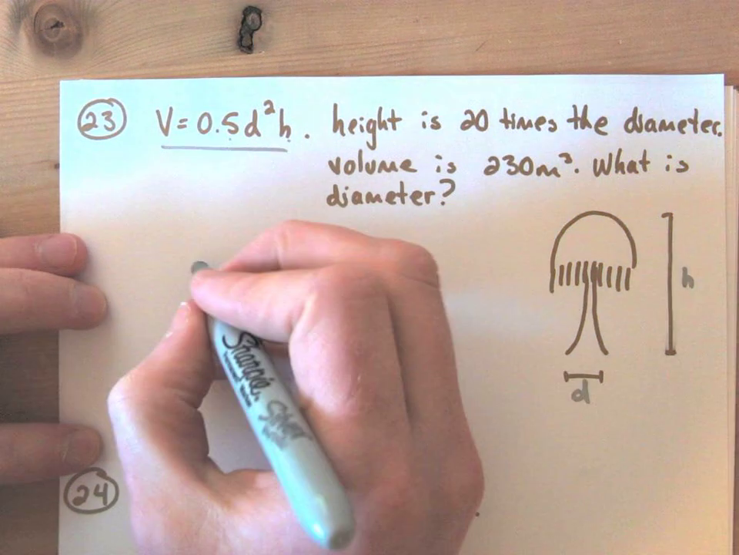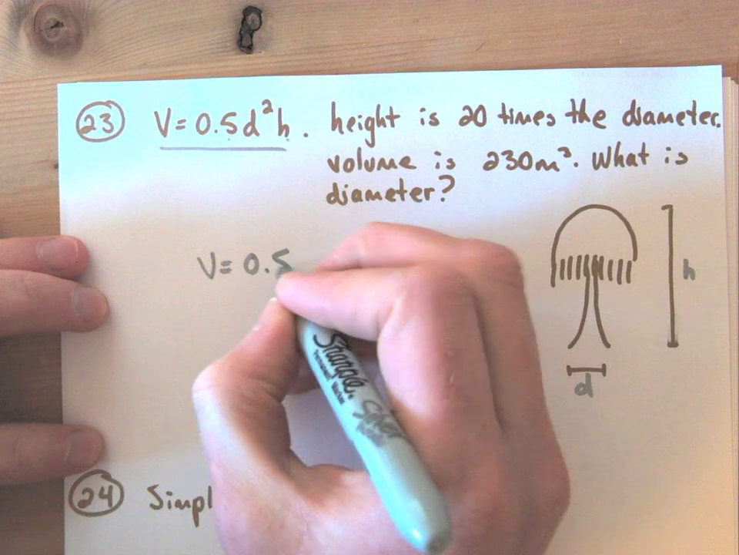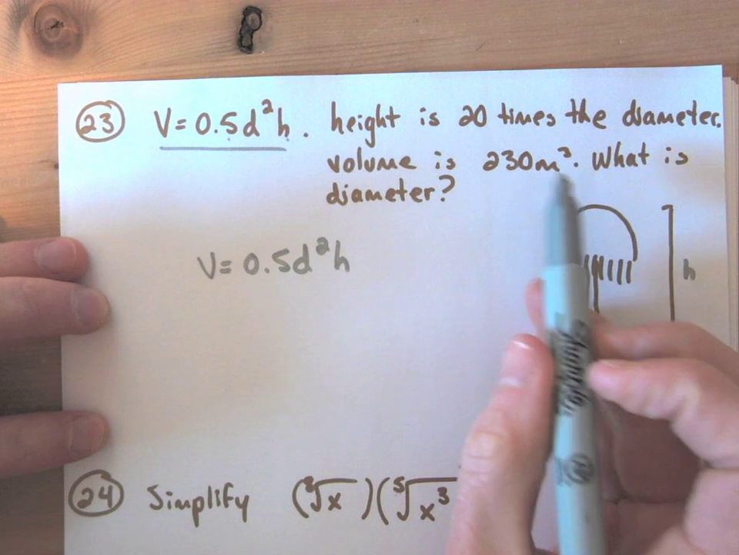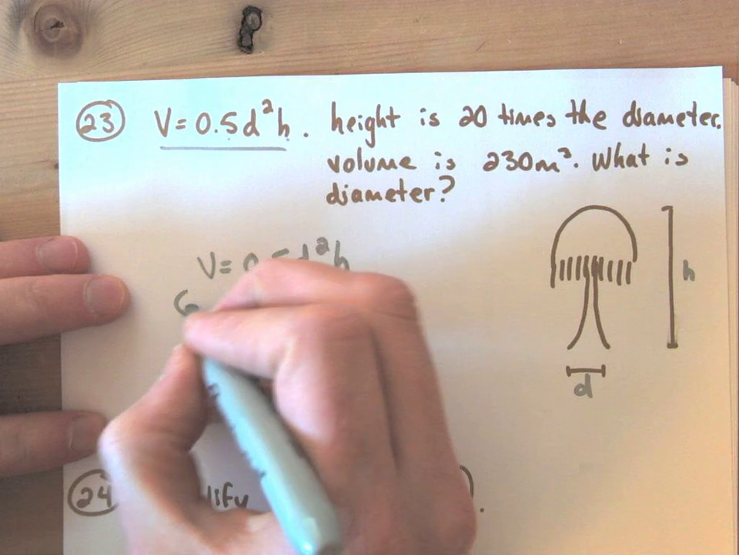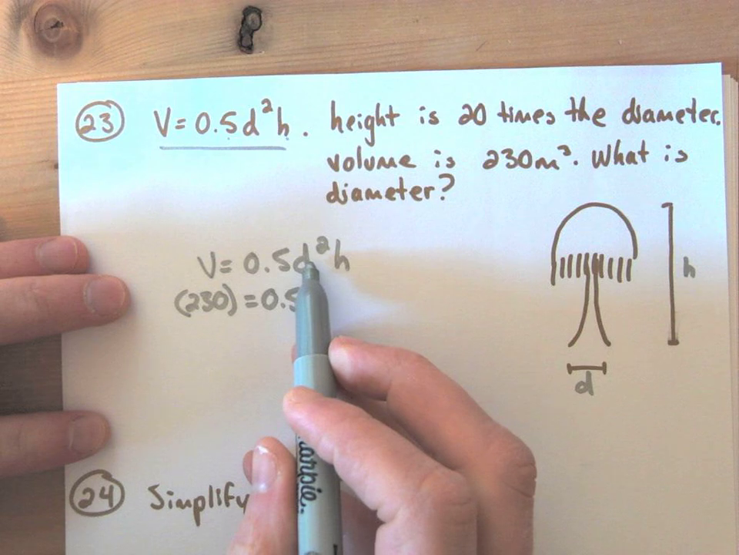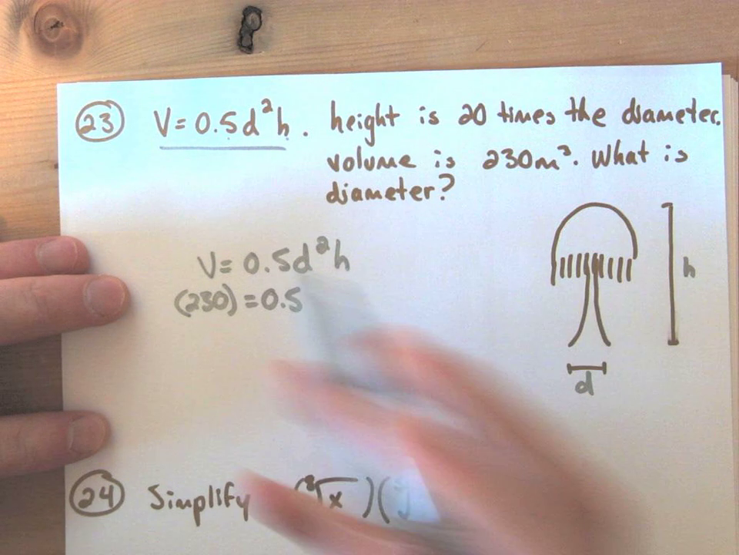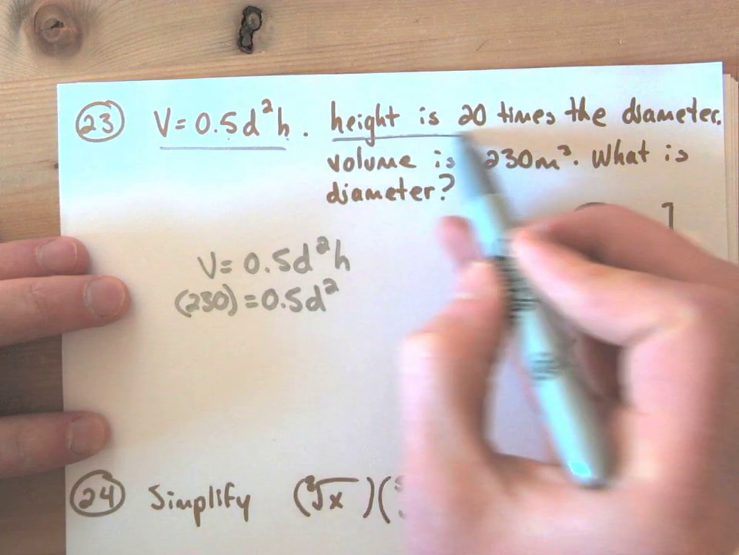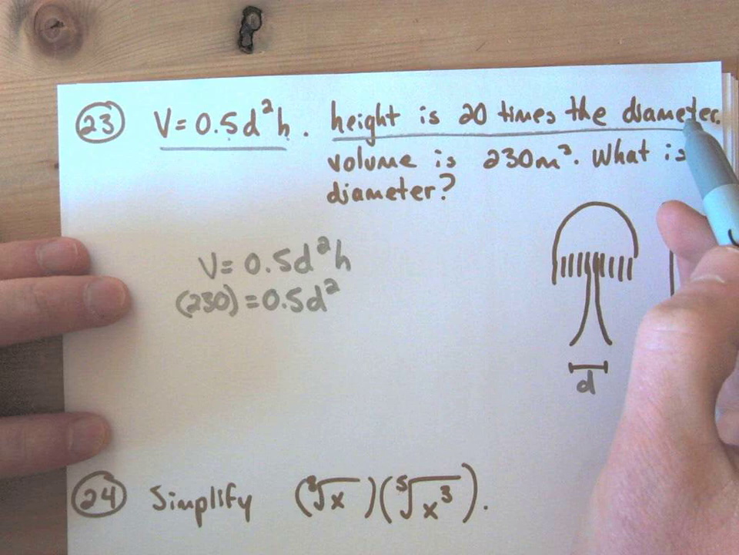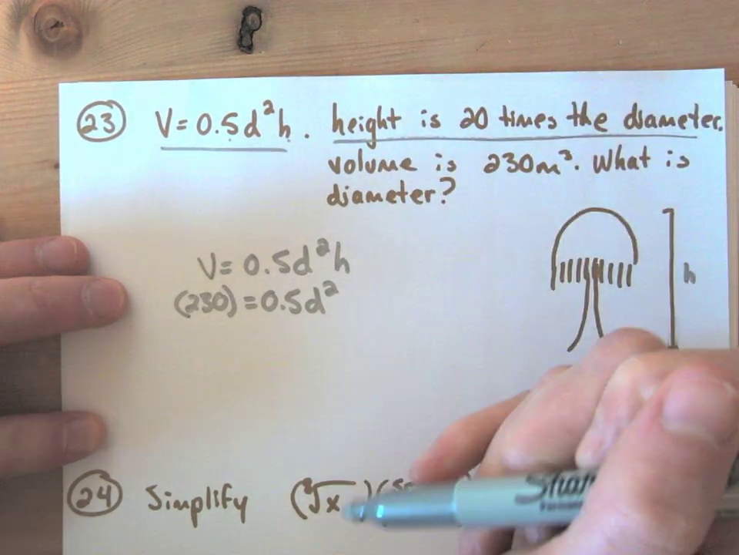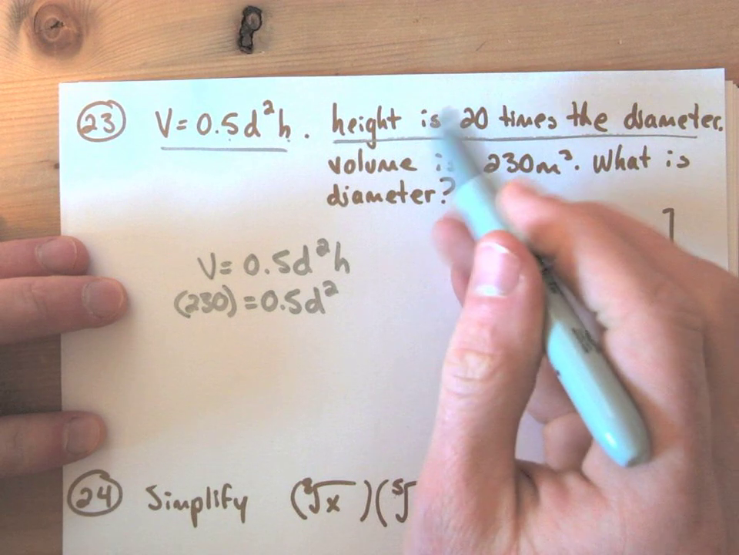So here I just start with our equation. Generally, most times when you give an equation, you just want to start with that. Fill in anything you know. We know the volume is 230 meters cubed. And then I copy everything else. Do I know what diameter is? No. They give us kind of this information here. This is the hardest part. Height is 20 times the diameter. So I want to kind of make an equation for that. Height is 20 times the diameter. Is in math means equals.